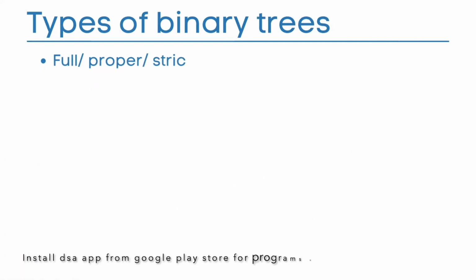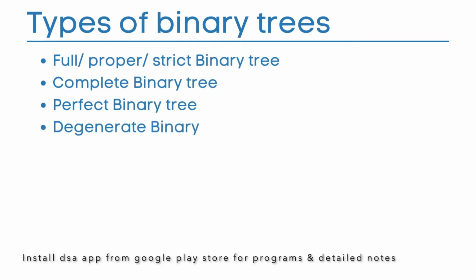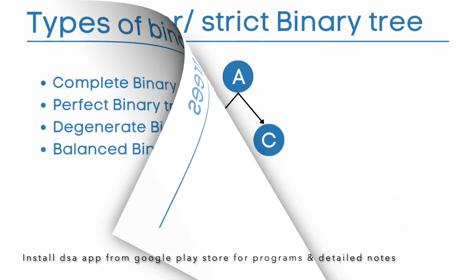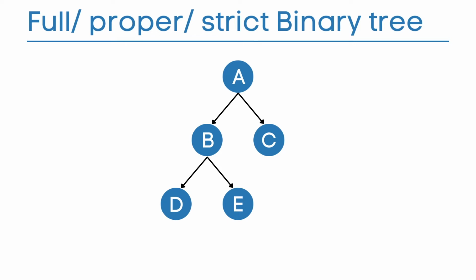Now, we will see the types of binary trees. There are types of binary tree: full or proper or strict binary tree, complete binary tree, perfect binary tree, degenerate binary tree and balanced binary tree. A full binary tree is also known as a strict binary tree. The tree can only be called a full binary tree if each node contains either 0 or 2 children. A full binary tree can also be defined as a tree in which every node must contain 2 children except the leaf nodes. We see that each node contains either 0 or 2 children. Therefore, it is a full binary tree.